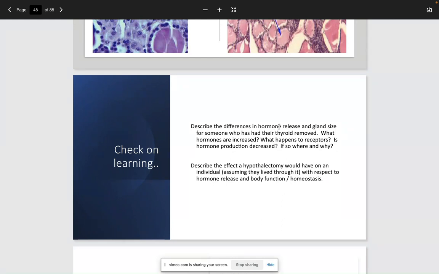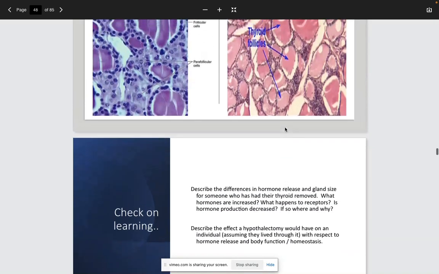So, in someone who has hypothyroidism, someone whose thyroid isn't necessarily working, let's go back up to this picture.